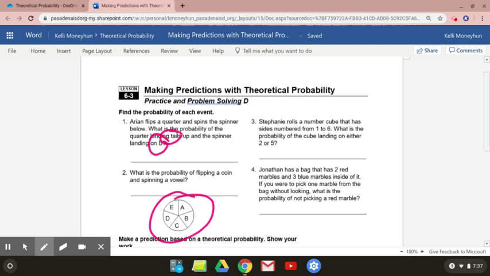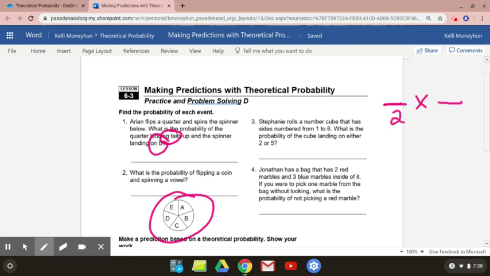However, there are two separate events, the quarter and the spinner. So that means you're going to need two separate probabilities. Remember, when you have multiple probabilities, you multiply. So we'll go ahead and set that up. Now, it says Arian flips a quarter. How many sides are on a quarter?